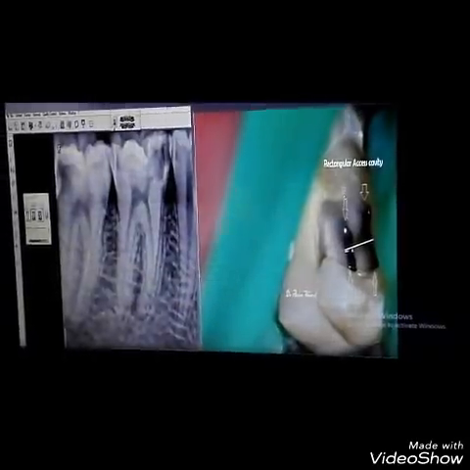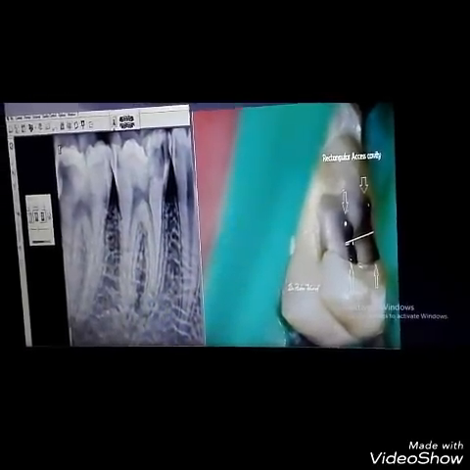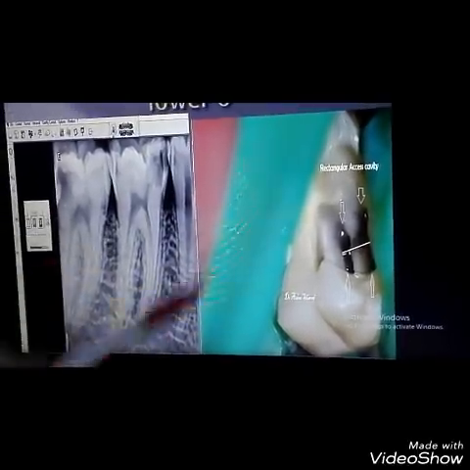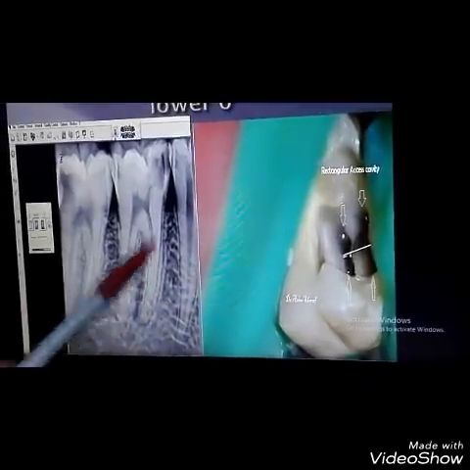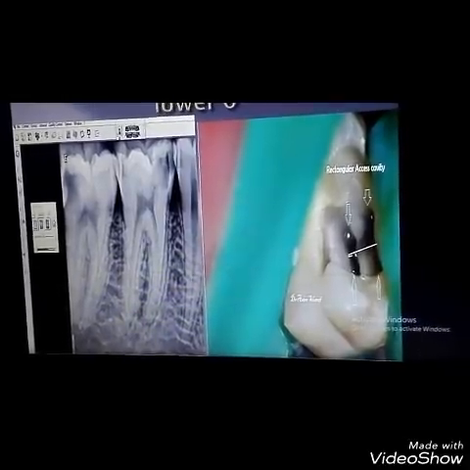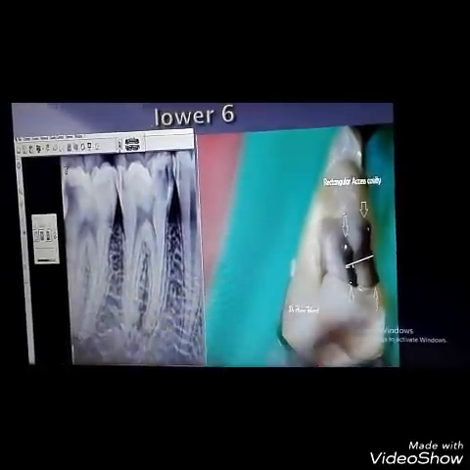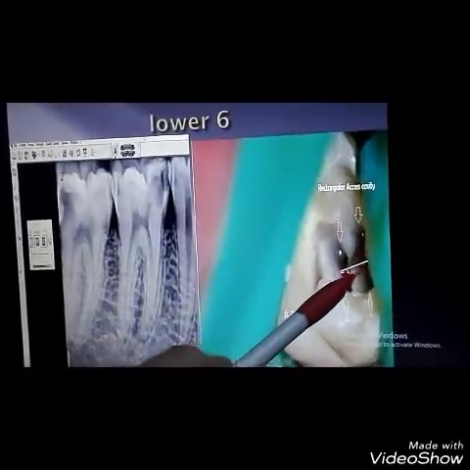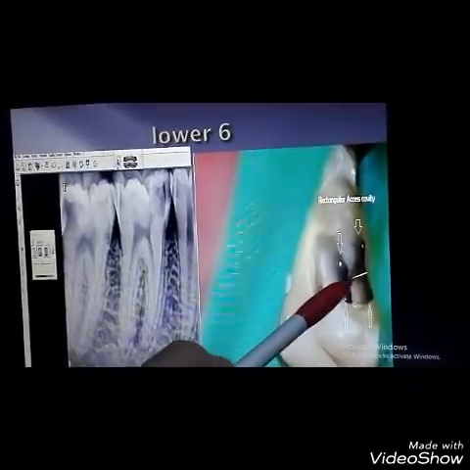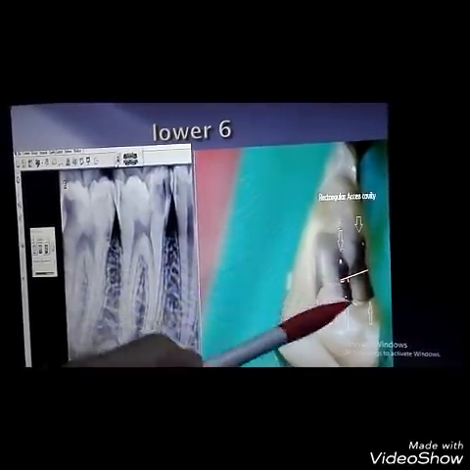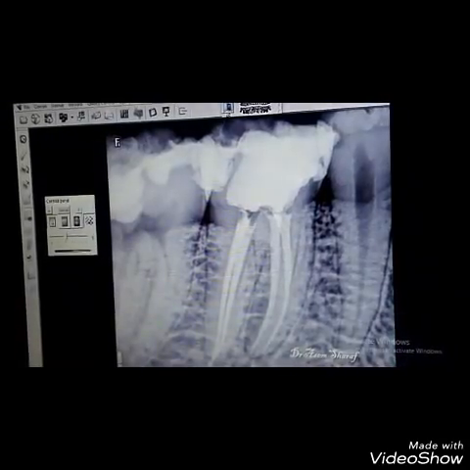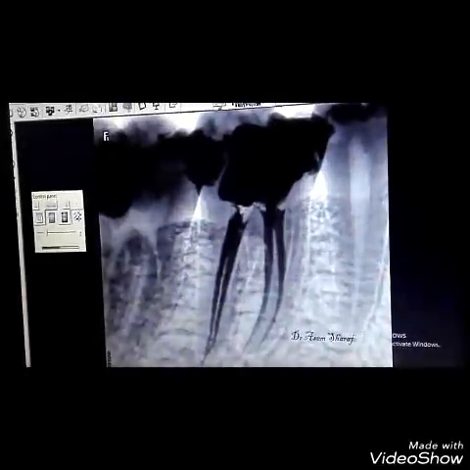Cases. Look at this one. This patient came with lower six. I see here in my X-ray two lamina dura mesially and two lamina dura distally. So I put in my mind that there are four canals. Look at here, a rectangular access cavity. I draw a line from the middle part here to the middle part here. There is no canal just beside my line, so there are two canals here. And this is the final obturation.